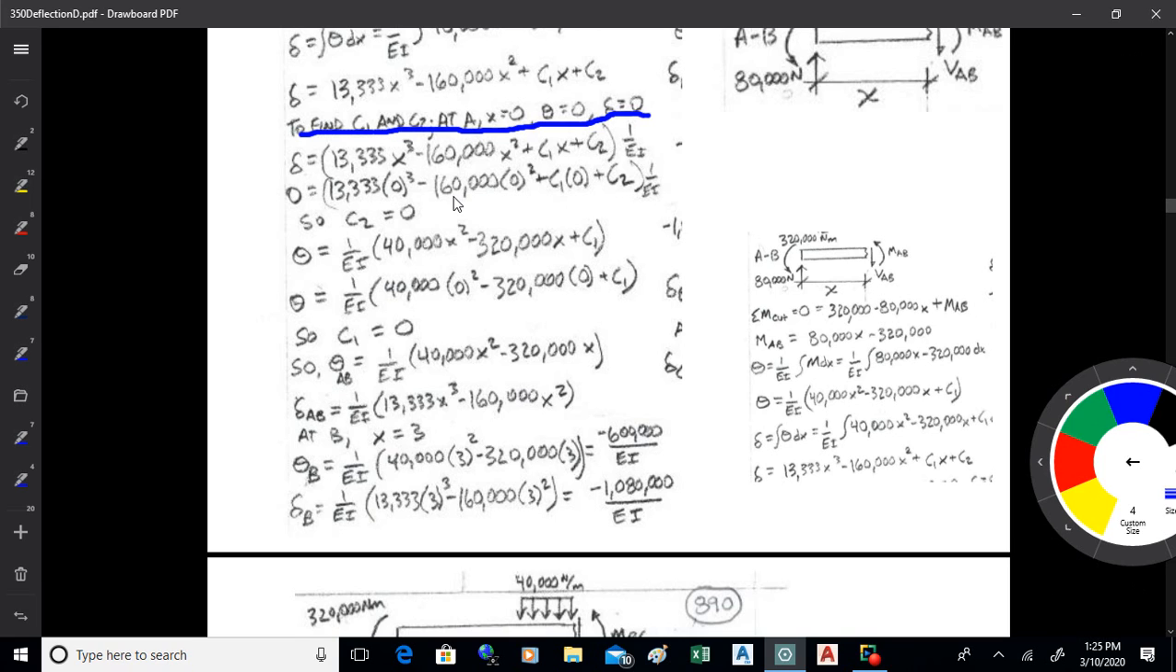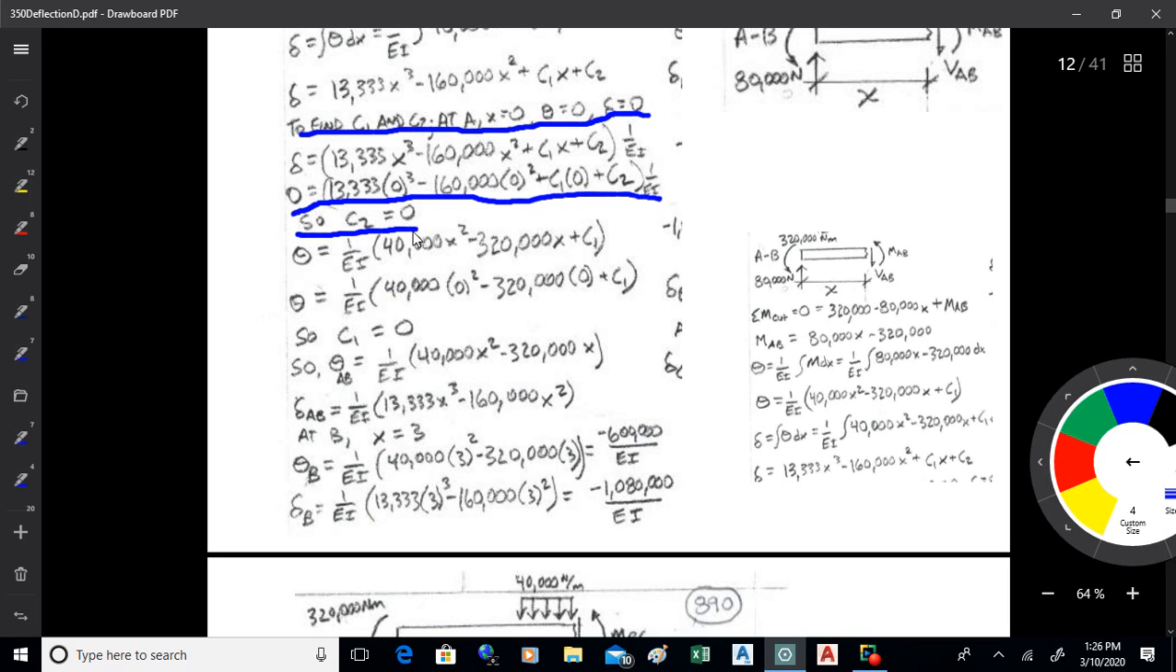So I've got delta is 13,333x cubed minus 160,000x squared plus C1x plus C2, with 1 over EI on the outside. Now I know delta is 0 when x is 0, so I plug in 0 for delta and 0 for x. Here's why I like to leave the EI out front: I can multiply through by EI and that clears. So I get 0 as 13,333 times 0 cubed minus 160,000 times 0 squared plus C1 times 0 plus C2, and I'm just going to end up with C2 is 0. So that's convenient, okay? C2 is 0.